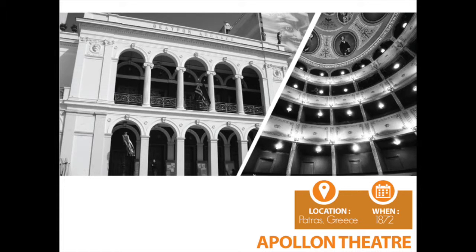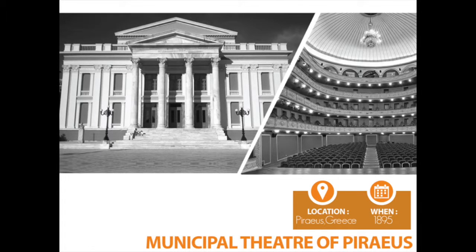The Apollon Theater, located in Patras, Greece, is one of four neoclassical style theaters still standing in Greece. The theater, which was completed in 1872, is one of the many municipal buildings designed in Greece by German architect Ernest Zoller. The Municipal Theater of Piraeus was built between 1890 and 1895 by Iolani Lazarimos, who was both a prominent architect and professor at the turn of the century.